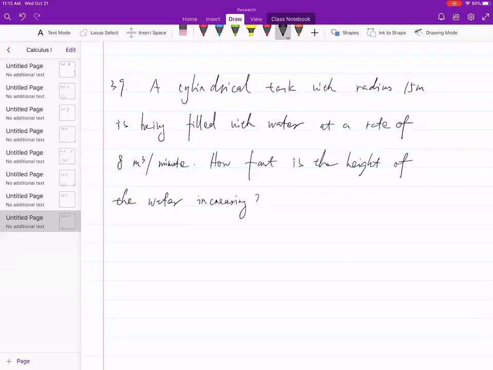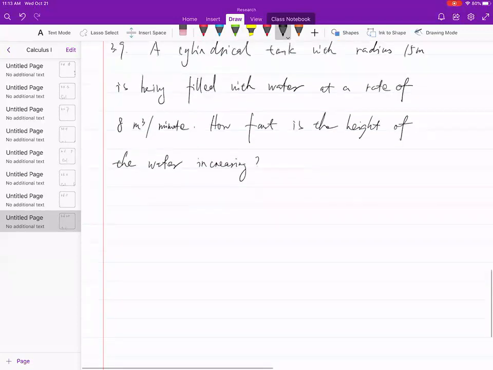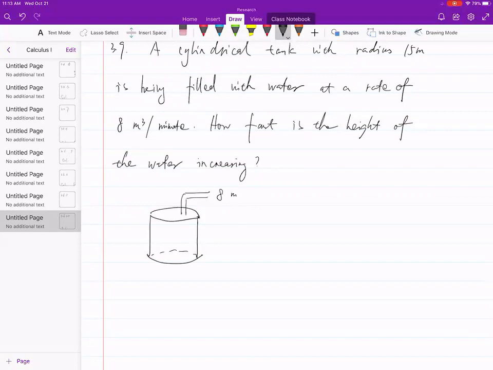Problem like this, always read first. Try to draw a picture if necessary to help yourself a little bit. Here's a tank. People are pouring water, 8 per minute. So as the water comes in, the height is going to rise.